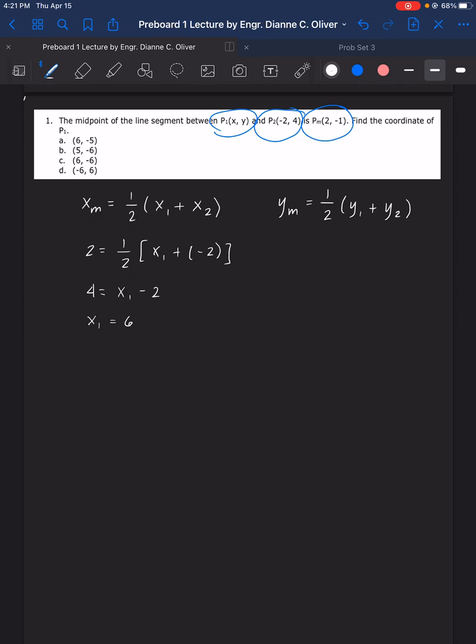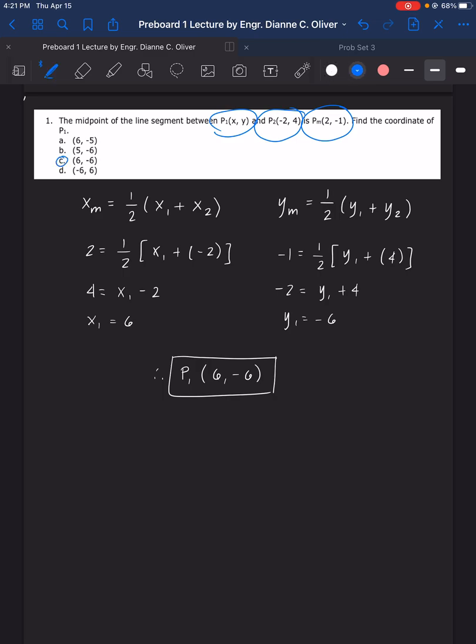Now for the midpoint of y, the midpoint for y is -1, which is equal to 1/2 (y1, the missing point, plus y2, and that is 4). So we have -2 equals y1 plus 4. So y1 is equal to -6. Therefore, the missing point 1 is at (6, -6). That is letter C. Okay, so that's for number 1.